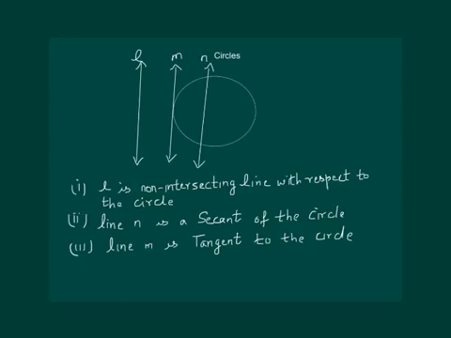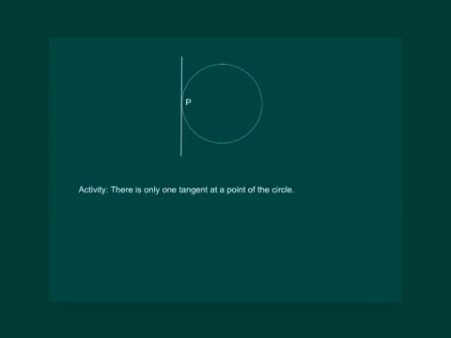In this chapter, we will study about the existence of the tangents to a circle and also study some of their properties. Let us illustrate that there is only one tangent at a point of the circle. Say we draw a tangent AB at a point P of the circle.